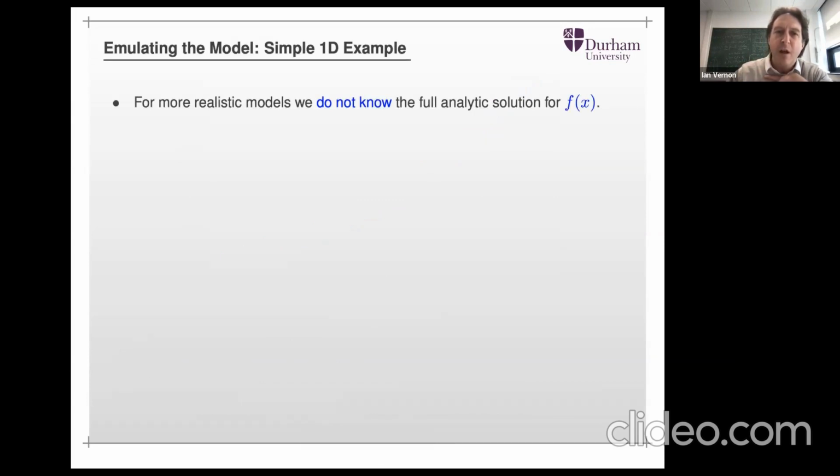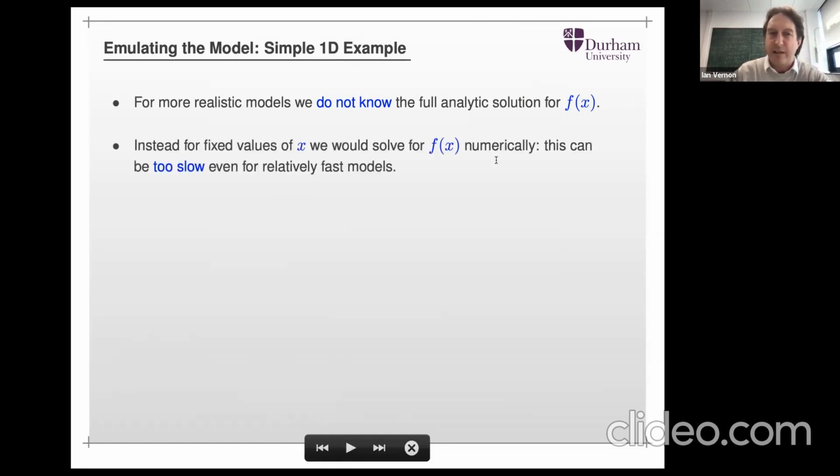So that all seems fine, but of course, that is not the game we are in when we do epidemiological models, because for more realistic models, we do not know the full analytic solution for f of x. That picture is trivially easy. Instead, for fixed values of x, we would solve f of x numerically, as in you'd run your model, and this can be too slow even for relatively fast models.